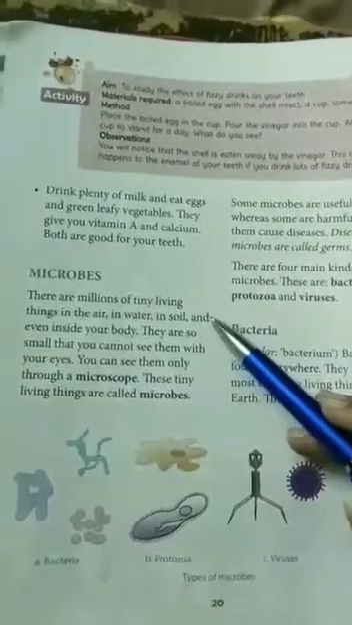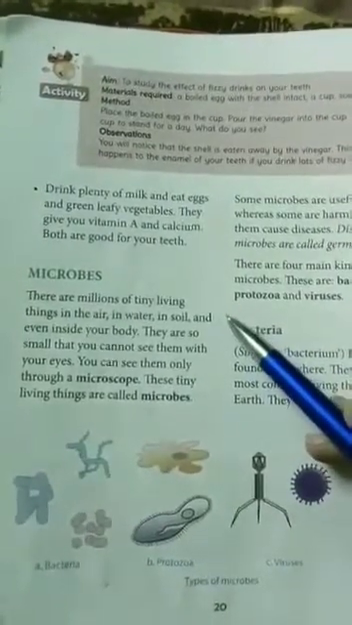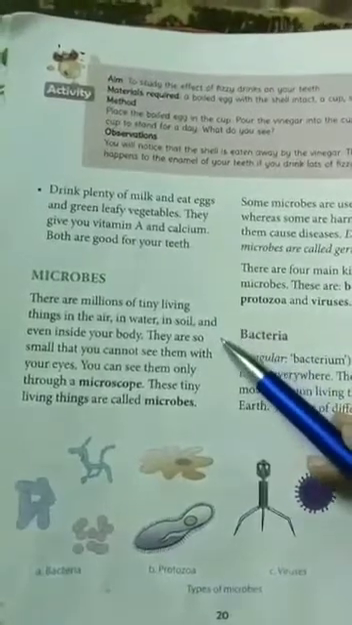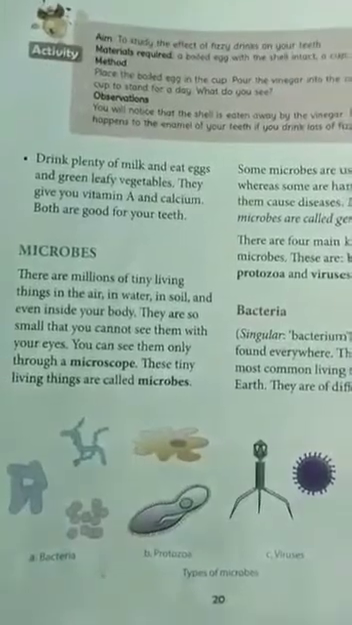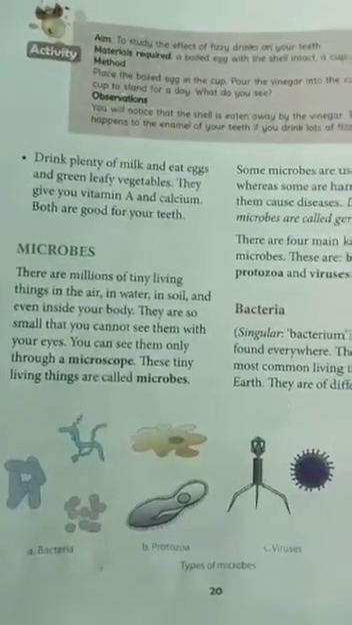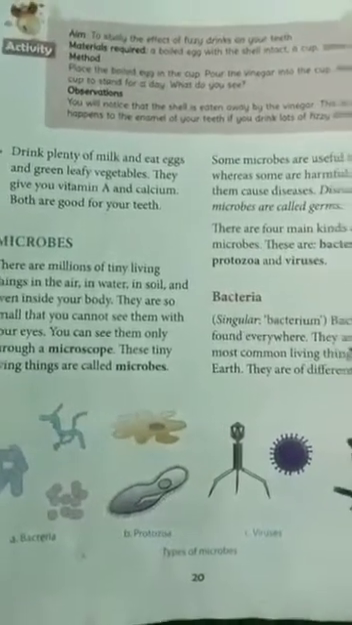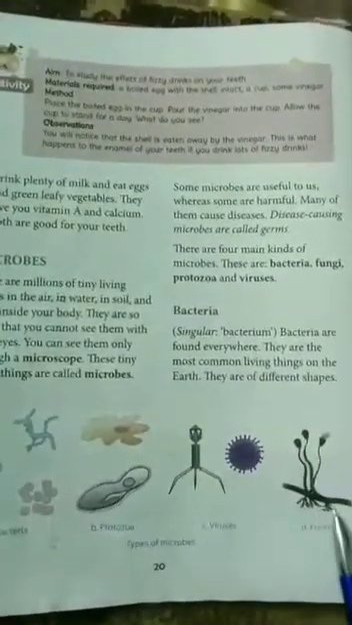Microbes. There are millions of tiny living things in air, water, soil, and even inside our body. They are so small that we cannot see them with our naked eyes. We need a microscope to see them. These tiny living things are called microbes. There are 4 main kinds of microbes: bacteria, protozoa, viruses, fungi.